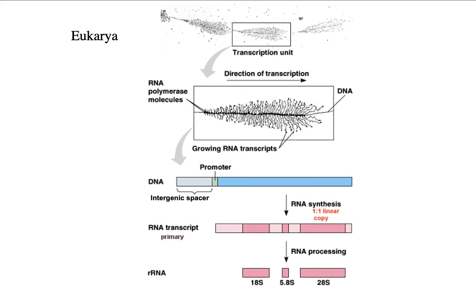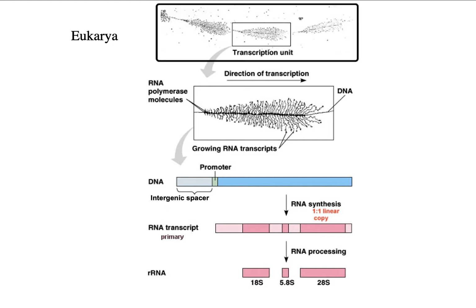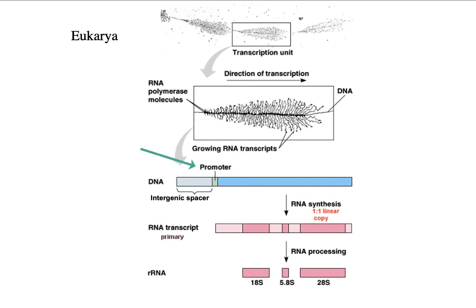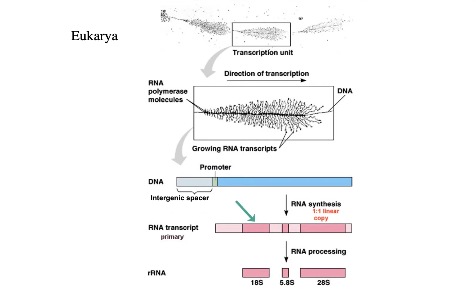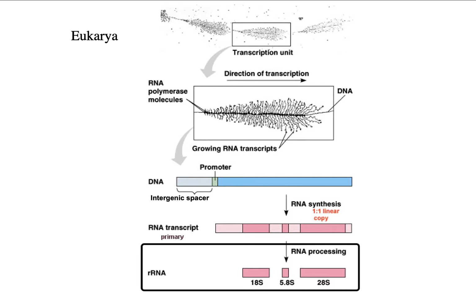The arrangement is somewhat different in eukaryotes in that you have a transcription unit and they're in tandem copies, so you can see one transcription unit followed by another, and each one of those has the promoter. You then have a primary transcript with the small subunit, the large subunit, and the 5.8S gene, or ribosomal RNA, which then are processed into the 18S or small subunit, the 5.8S, and the 28S or the large subunit of the ribosomal RNA.